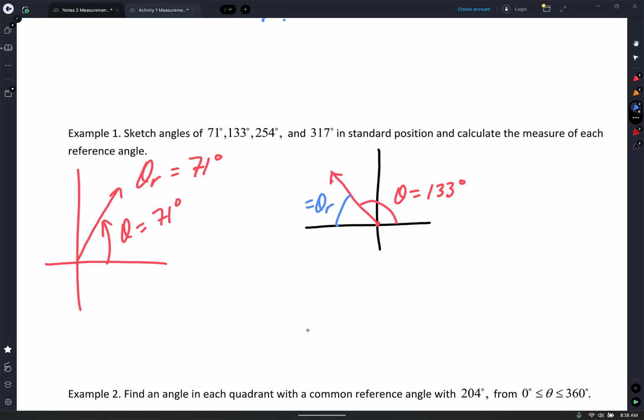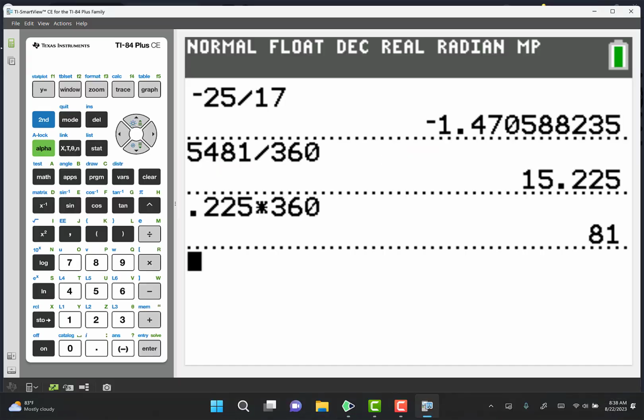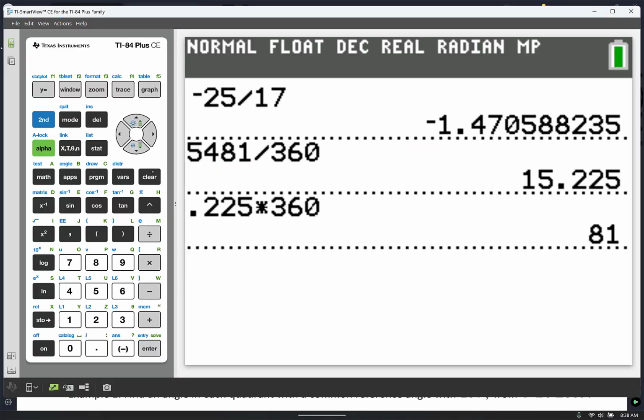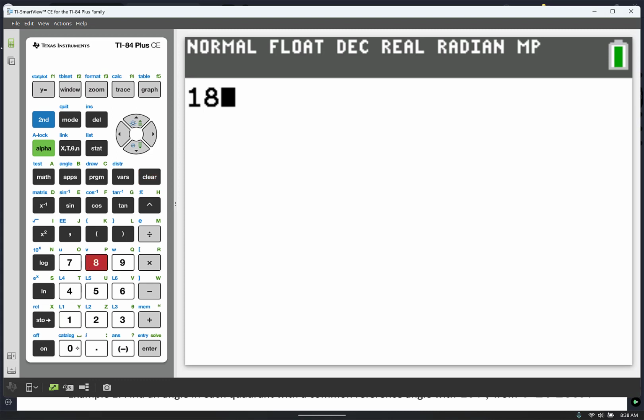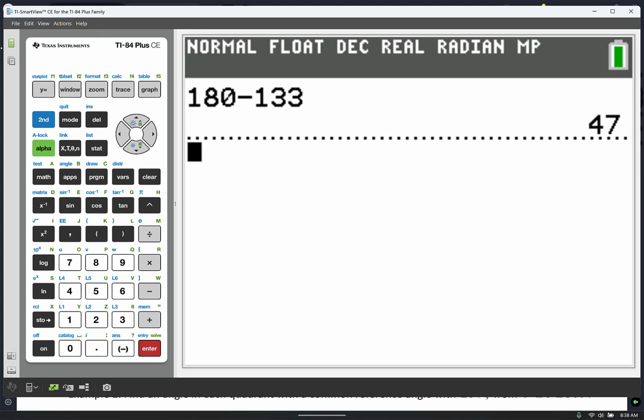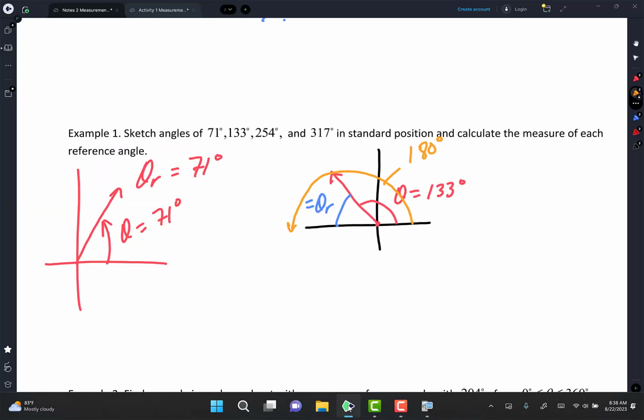I'm going to put an equal sign. The distance from the positive x-axis all the way to here, that would have been 180. So how do you calculate it? You go 180 minus 133. So I take my calculator, I'm going to clear this, and I'm going to go 180 minus 133. And I get 47. So 47 degrees is my reference angle. 47 degrees. You could also think about it as you're 47 degrees away from going to 180, if you want to think of it like that.